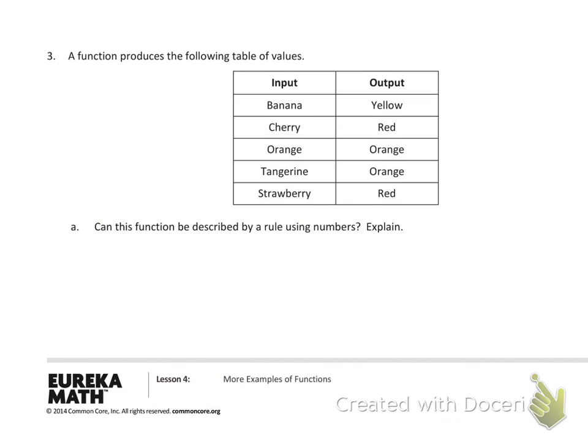Okay, let's look at another one here. Okay, this one is really different. So we have function 3, we have some inputs and outputs. The inputs look like they're all types of fruit. The outputs are colors, right? So can this function be described by a rule using numbers? No, there's no numbers in the table, so I would guess not. So this is kind of like the players and their heights. There isn't really a rule that would define this function.